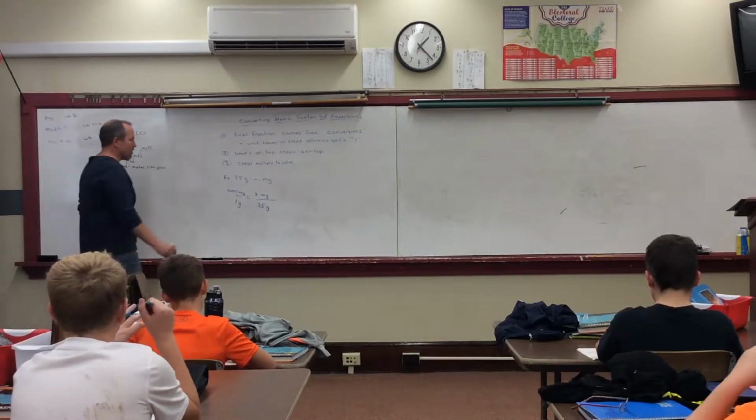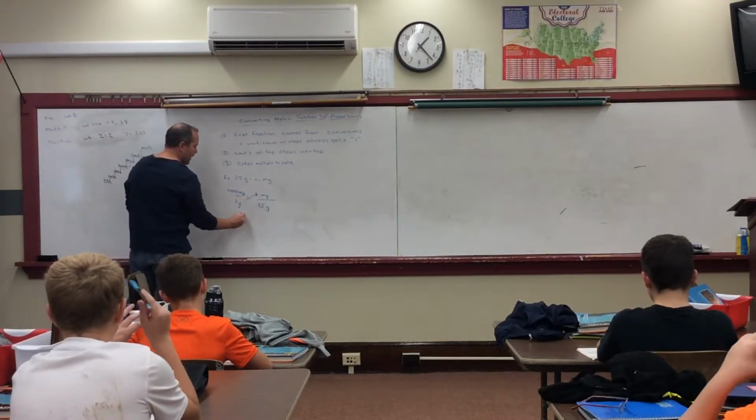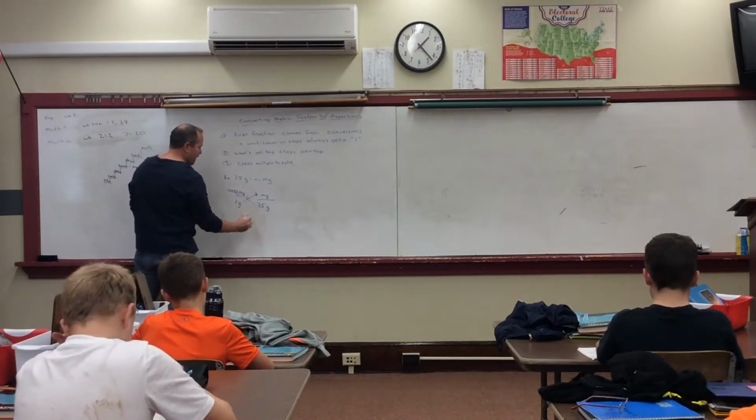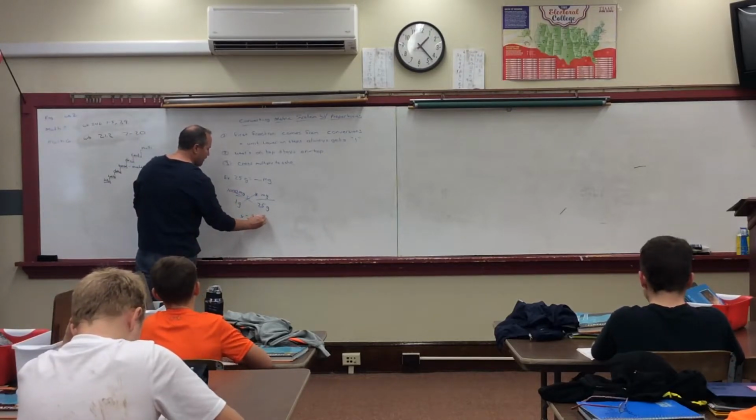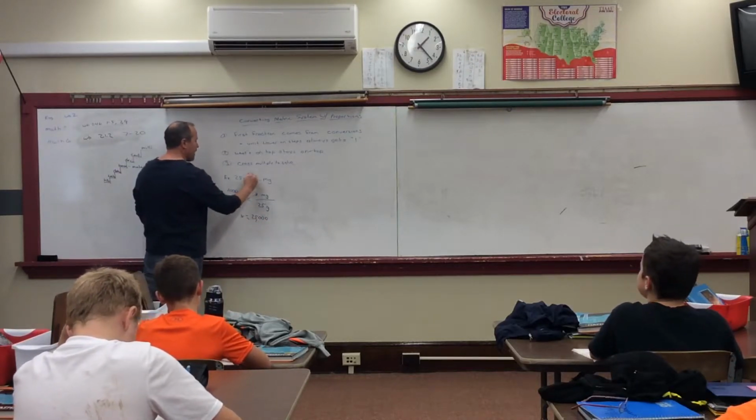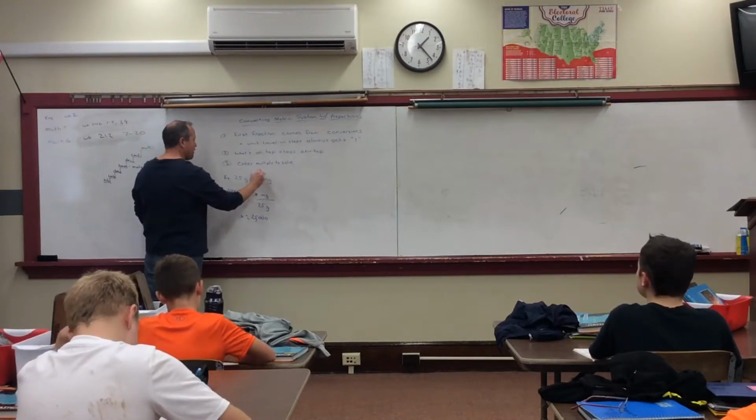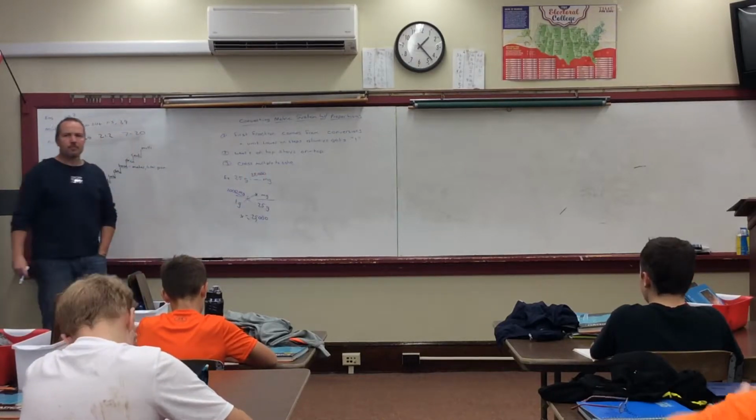And so then we cross multiply to solve. 1 times x is x. And 25 times 1,000 would be 25,000. So 25 grams would be 25,000 milligrams.